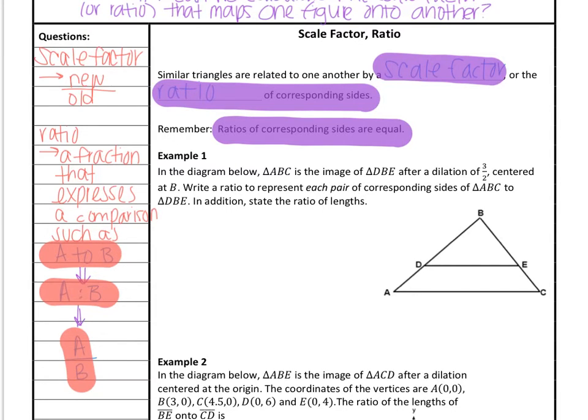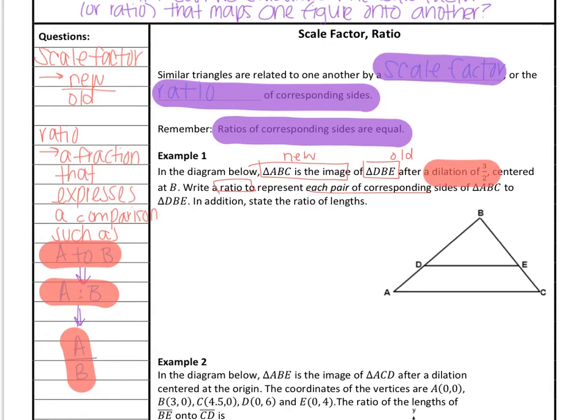It says in the diagram below, triangle ABC is the image of triangle DBE after a dilation of 3 halves. So we're dilating by a scale factor of 3 halves, and the big triangle is the image. So we're going to label as new and old. ABC is the image, so that means it's new. And DBE must therefore be old. And it says write a ratio, meaning a fraction, to represent each pair of corresponding sides of triangle ABC to triangle DBE. And in addition, state this ratio of lengths.